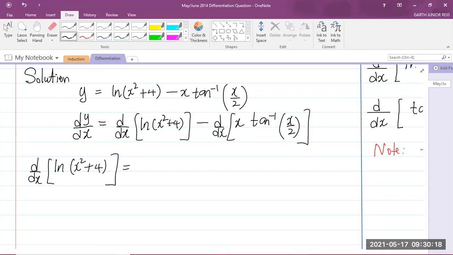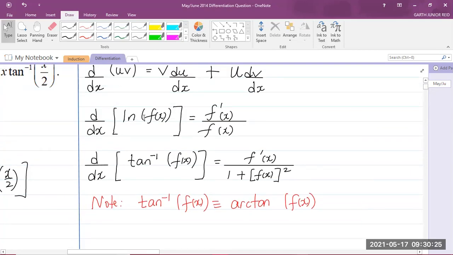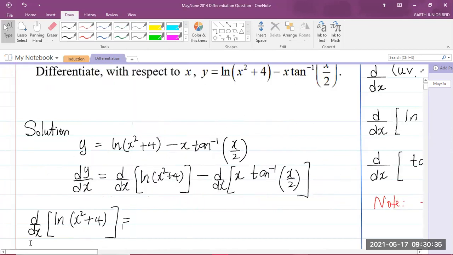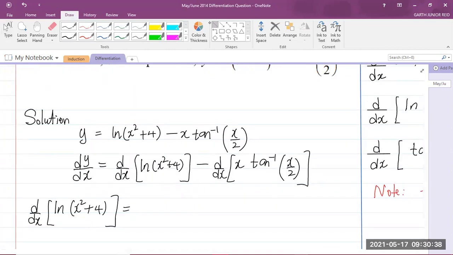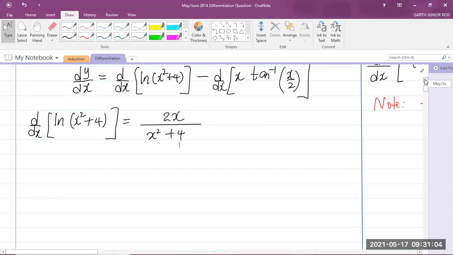So you differentiate, let's go back to the rule here. You have the derivative of the ln of some function of x. You differentiate the original function, that's f prime of x, divided by the original function in the brackets. So I can now say that the derivative is equal to, when you differentiate the x squared plus 4, you get 2x, using the power rule, of course, that you should know, divided by the original function, which is x squared plus 4. So that is the derivative of the ln of x squared plus 4.